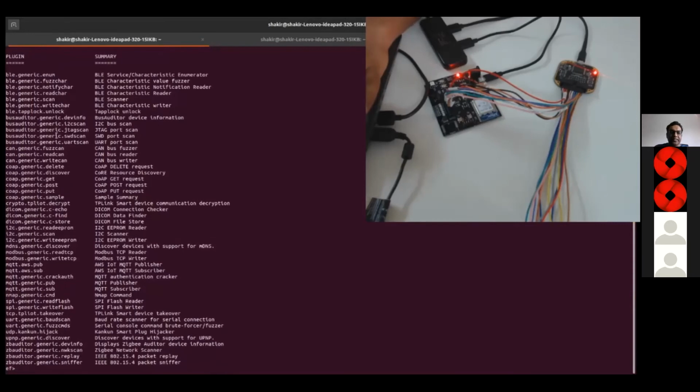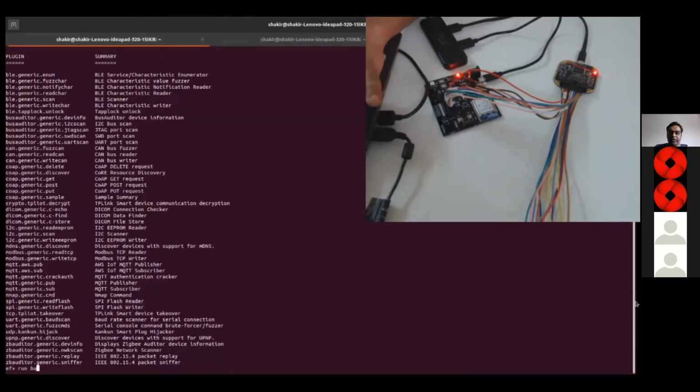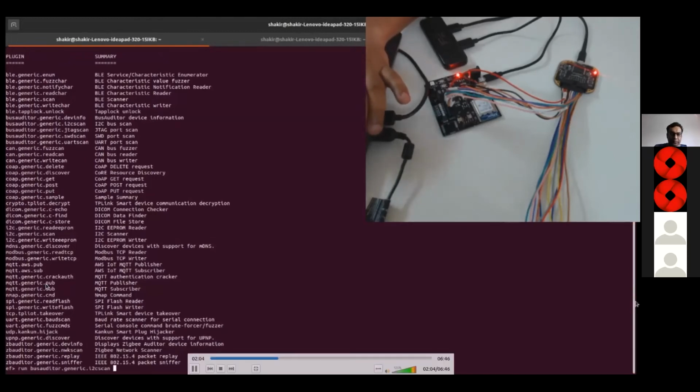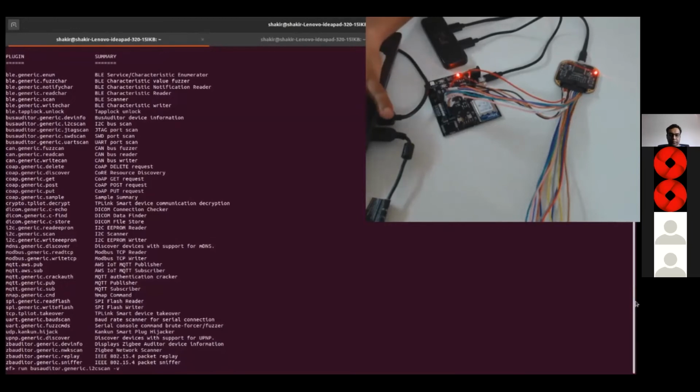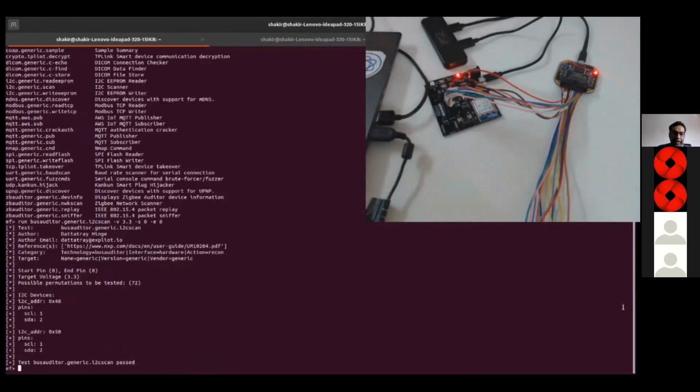Now, our interest is I2C as well as Bus Auditor. So with Bus Auditor and I2C, we are scanning what the pins are. We have to mention the voltage because 3.3 volt is what we are working on. There are certain commands that you will get to know if you go and see the help.